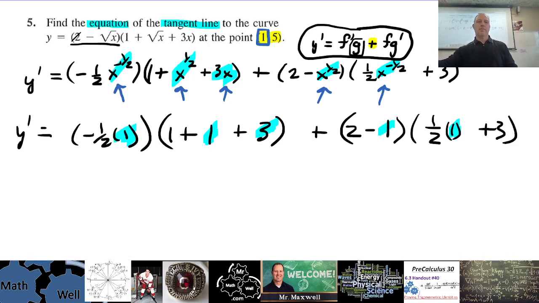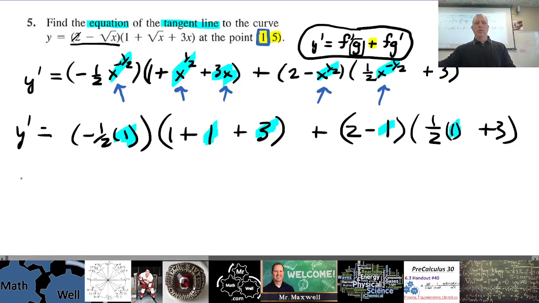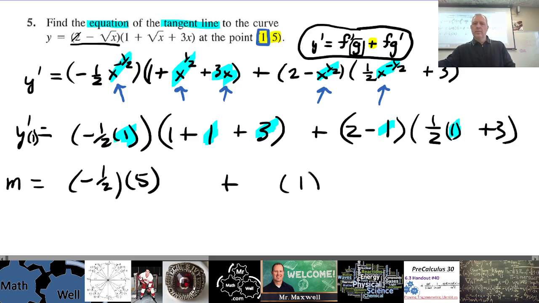All right. So the derivative, you could show this as notation, like y prime evaluated at 1, because that's what we've done. We've put 1 in there. Or you could just say the slope. The slope here is what we're finding out, the slope at 1. So this is going to be negative 1 half times 2 plus 3 is 5, plus 1 times 1 half plus 3. So that's 3 and a half, or 7 over 2.